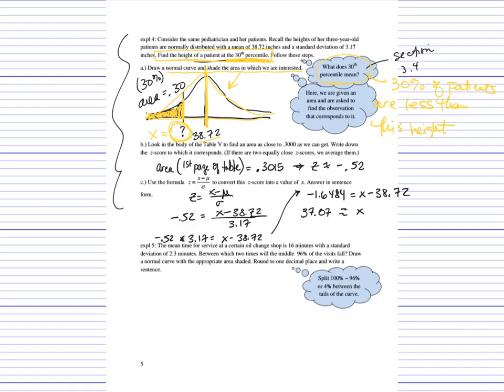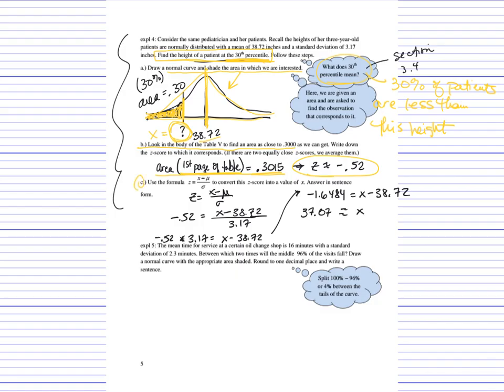So, as part B tells me to do, I looked in the body of table 5 to find an area as close to 0.3000 as I could get. In the first page of the table, you will find an area 0.3015 floating around in there. Its z-value corresponds to negative 0.52.